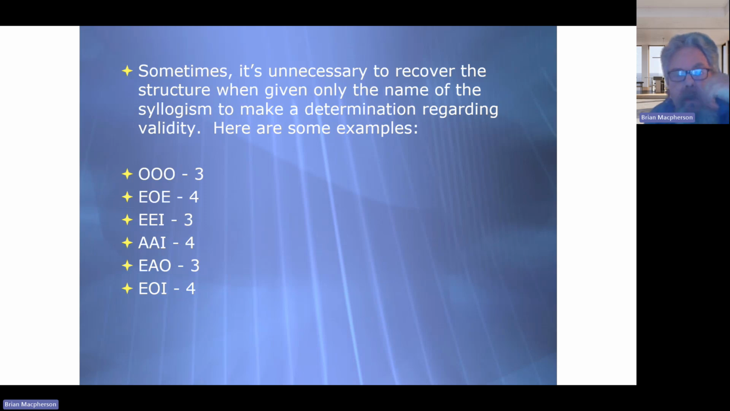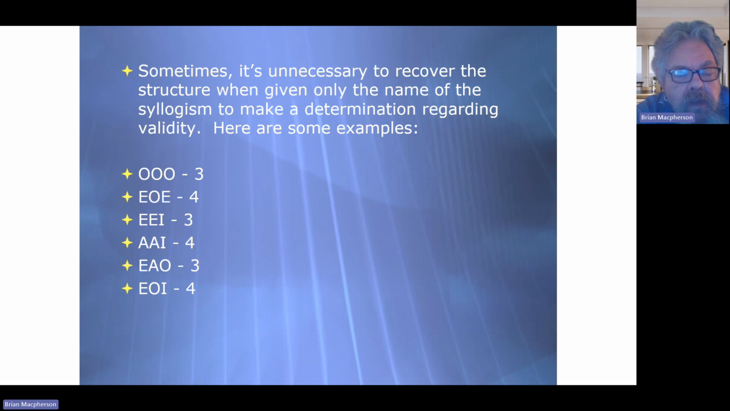Now let's look at the next one, AAI-4. I don't need to do anything there. I know right away it's invalid. Why? Because it violates Rule 5. From the Boolean stance, two universal premises require a universal conclusion. But here I have a particular conclusion. So syllogism AAI-4 is also invalid. Is everybody with me so far? All right.